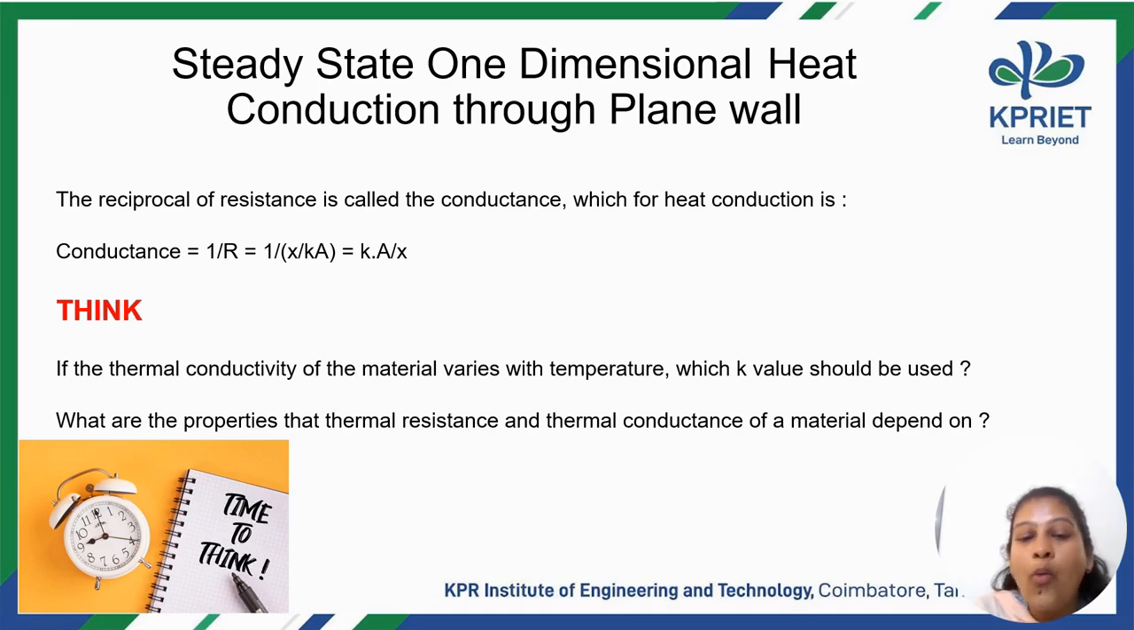The second question, what are the properties that thermal resistance and thermal conductivity of a material depend on? We know that resistance R is equal to x by KA, where x is the thickness of the material, K is the thermal conductivity of the material, and A is the area of the material. So these three are the properties on which the resistance of a material depends. Similarly, conductance is nothing but the reciprocal of resistance, so all three are the same for conductance also.